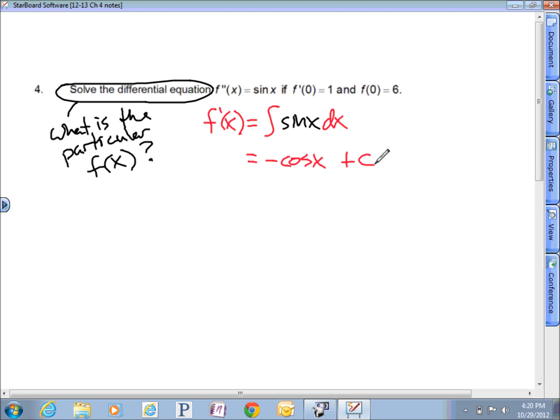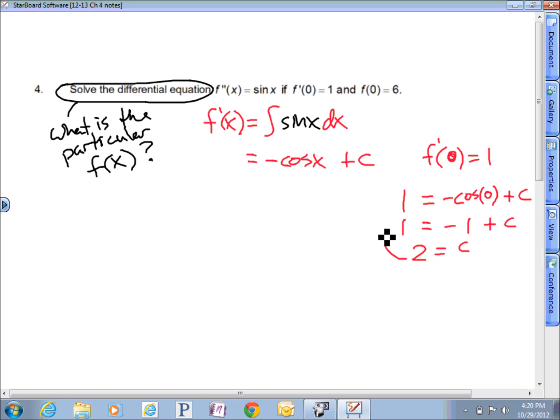Okay, well now if f prime of 0 is equal to 1, that means everywhere I see an f prime of x, I'm going to put a 1. Everywhere I see an x, I'm going to put a 0. And I'm going to solve for my c. So cosine of 0 is 1 with a negative on it, plus my c is equal to 1. Move that over. My c value is going to be 2. So now take this 2, put it in there.